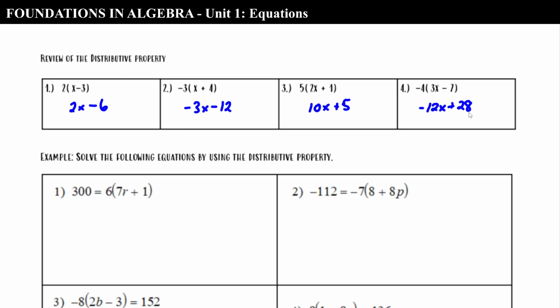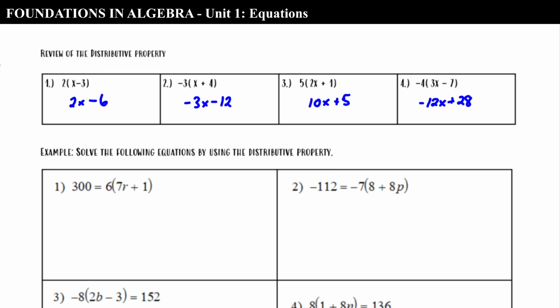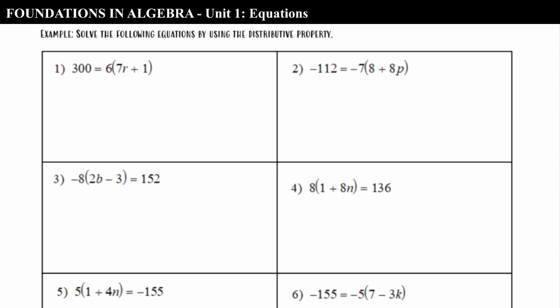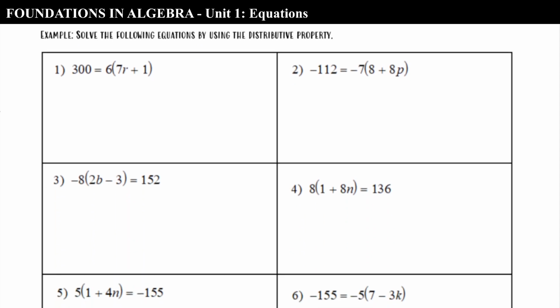So remember, when you're multiplying things and dividing things, be very, very careful about your signs. Remember, positive times a positive gives you a positive. Positive times a negative, or negative times a positive, gives you a negative. And negative times a negative will also give you a positive. Okay? So let's do a few equations that require distributive property.